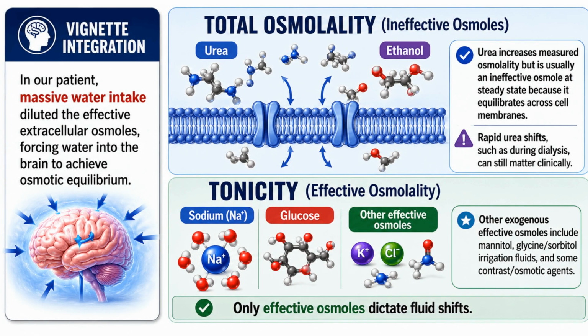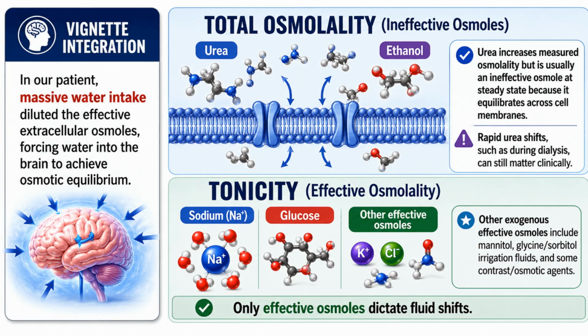Measured osmolality and tonicity are related, but they are not identical. Total osmolality includes all measured particles. Urea and ethanol can raise measured osmolality, but they usually cross cell membranes easily. Because they do not sustain a water gradient across the cell membrane, they are often ineffective osmoles. Tonicity, or effective osmolality, is what determines water shifts into or out of brain cells. Sodium is the dominant effective extracellular osmole. Glucose also matters when it is high, because it stays extracellular enough to pull water out of cells. Mannitol and some exogenous osmoles can do the same.